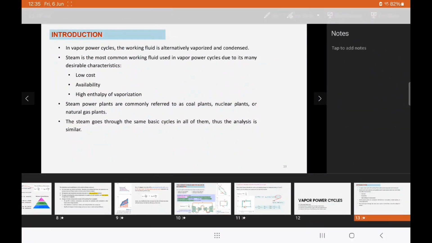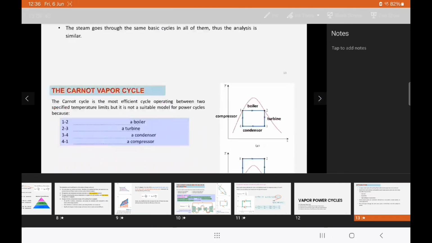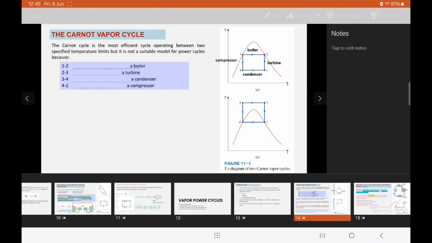In vapor power cycles, the working fluid is alternatively vaporized and condensed. Steam is the most common working fluid used in vapor power cycles due to its many desirable characteristics, such as it is low cost, it is available, and it has high enthalpy of vaporization. Steam power plants are commonly referred to as coal plants, nuclear plants, or natural gas plants. The steam goes through the same basic cycle in all of these plants, thus the analysis is similar.